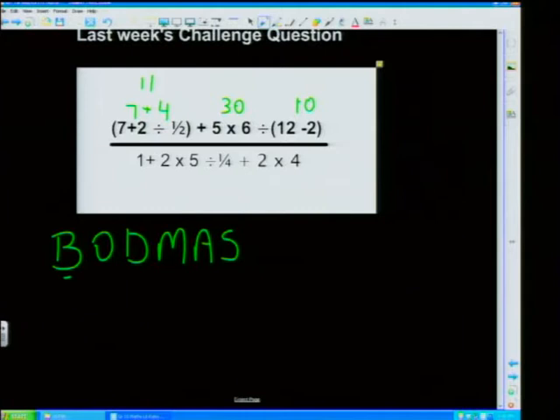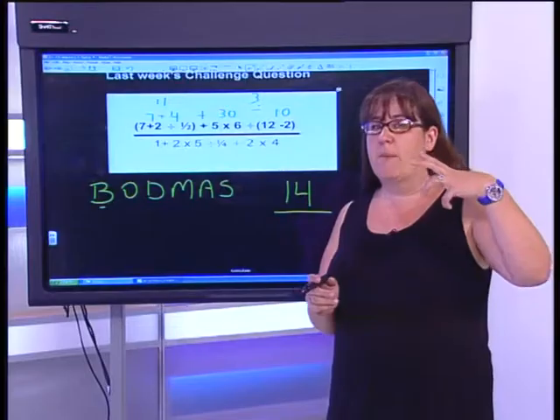Now I want to carry on and I'm going to divide next. So 30 divided by 10 is actually 3. And here we've got a plus, so now I've got 11 plus 3 is, let's write it here, 14. And I'm going to leave it as a number on the top.